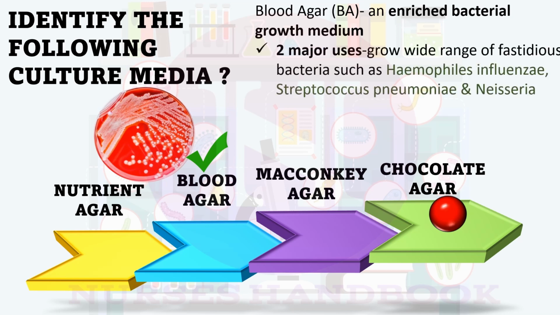There are two major uses of blood agar. First one is to grow wide range of fastidious bacteria such as Haemophilus influenzae, Streptococcus pneumoniae and Neisseria. And the second one is to determine the type of hemolysis.